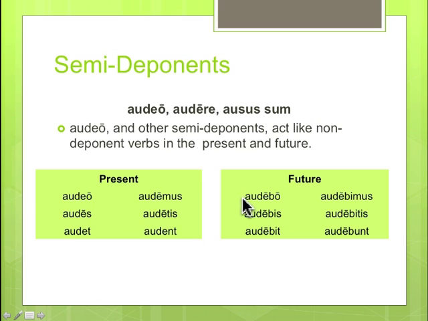And in the future, we have audebo, I will dare; audebis, you will dare; audebit, he will dare; audebimus, we will dare; audebitis, y'all will dare; audebunt, they will dare. And you can compare that to the regular second conjugation verb habeo: habebo, habebis, habebit, habebimus, habebitis, habebunt.